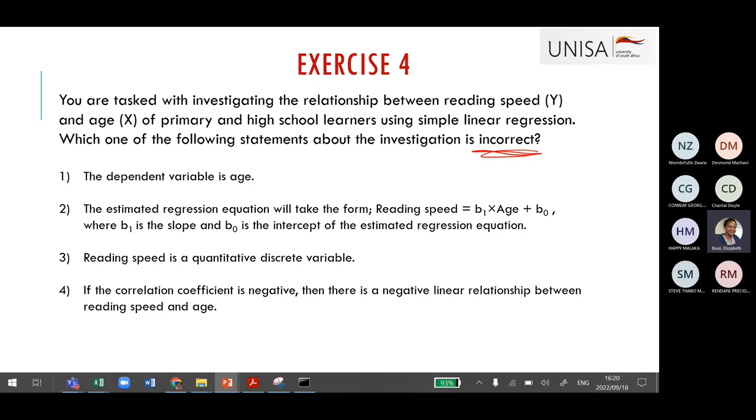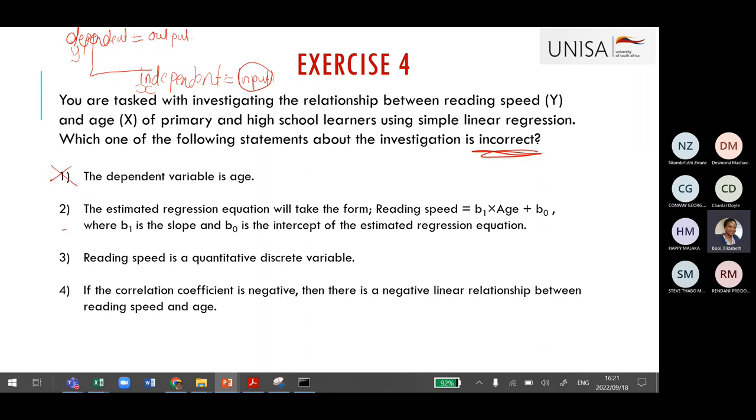Do you know what is an independent variable and a dependent variable in terms of your linear regression? What do we put on the independent side? We put the x variables. What do we put on the dependent side? We put the y variable, because your independent variable is your input variable. It is that variable that you use to predict what your output, or your estimate, will be. So, number one, correct or incorrect? It's incorrect.